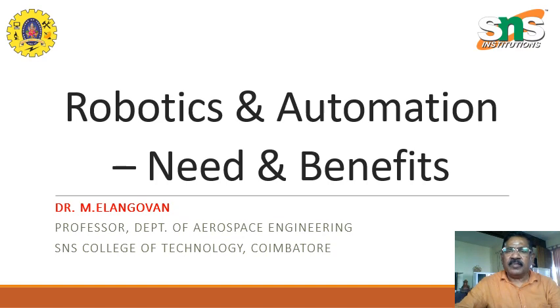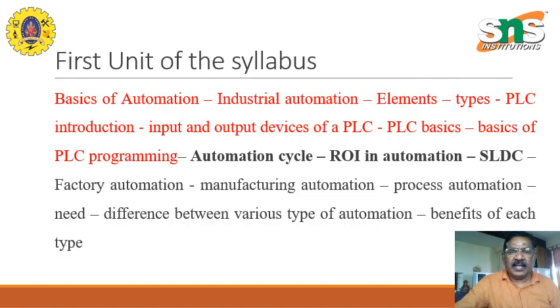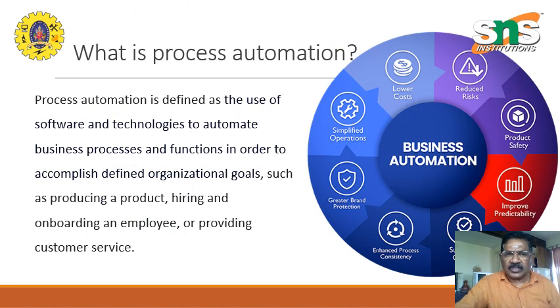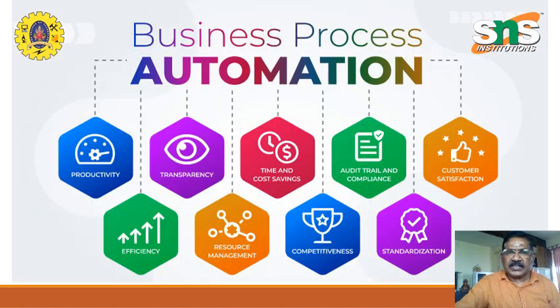Okay, now in robotics and automation, we look at what is the need of automating things and what are the benefits of automation, the benefits of each type of automation. Last class we looked at process automation and manufacturing automation, and the various levels of automation. What is process automation? We definitely looked into that. What is business process automation and the various stages of business process automation at every level? How we do the automation of that particular phase is what we looked into there.